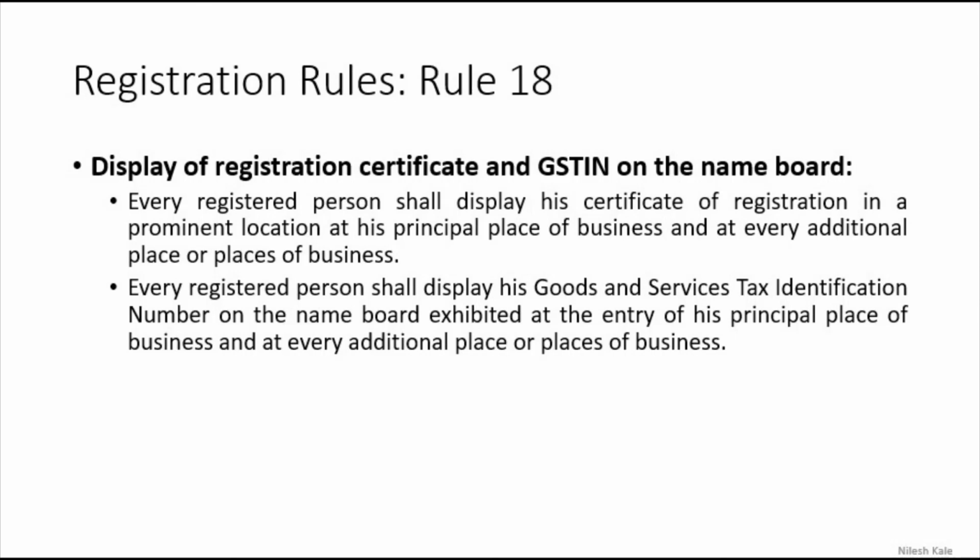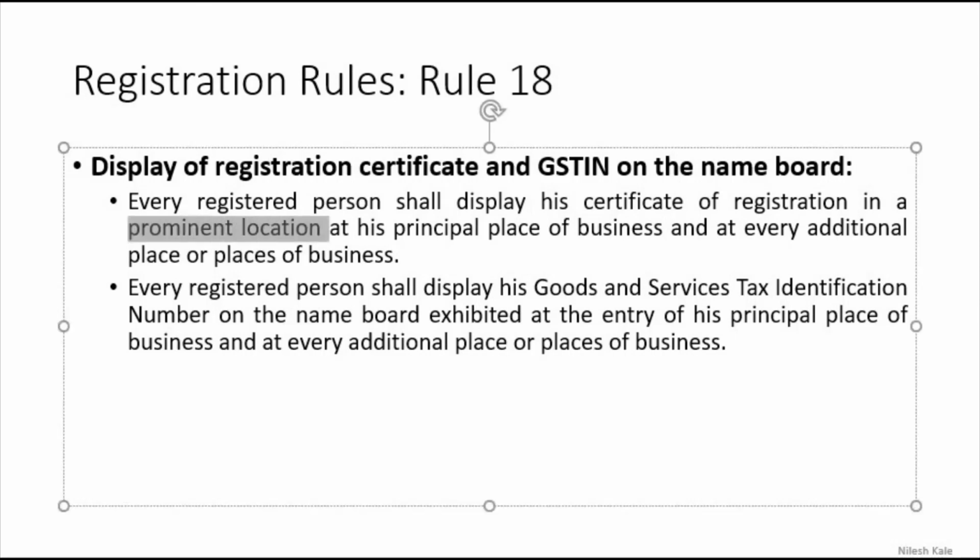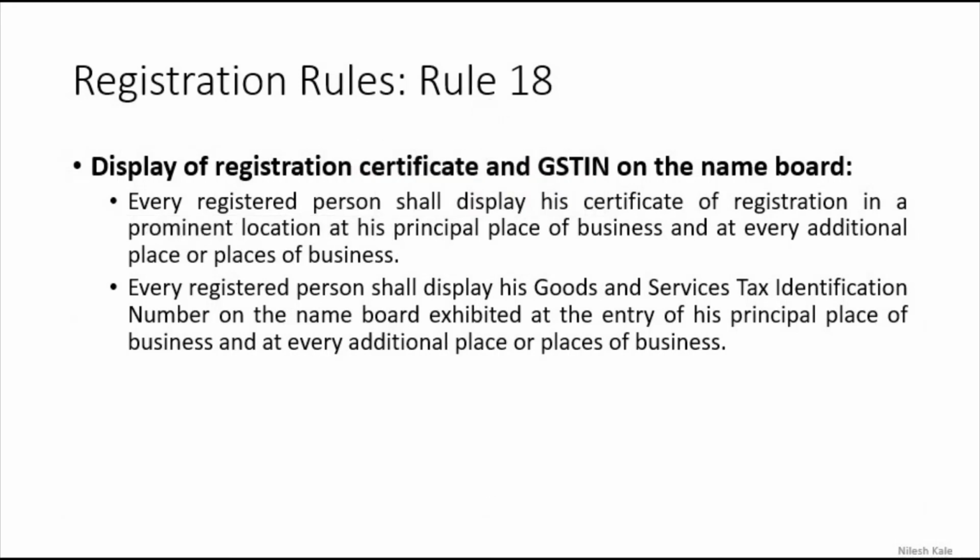So registration, please understand that prominent location is very important, that every person who visits your place of business must see easily this registration certificate. So this is Rule 18. If this is not done, then proper officer will take proper action against such registered person. If he is not a registered person, then no proper officer will take any action, right? So that is all about the prerequisites about the registration.